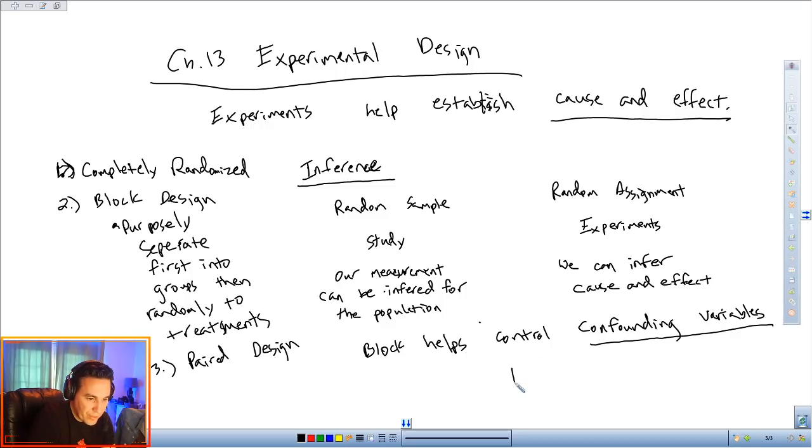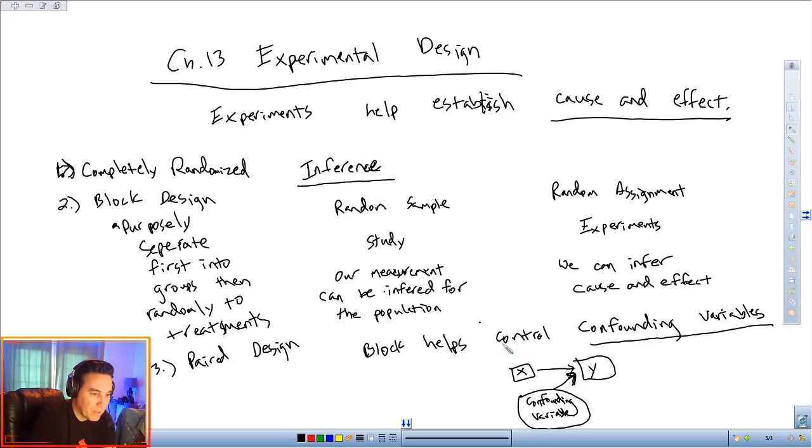Because you have your treatment, right? You have your X variable, and it affects the Y variable, okay? But a confounding variable is something out there, and if we don't think too hard about what it could be, there could be confounding variables, and those confounding variables also could affect the response. And it might not be the X, it might not be the one that we're controlling. It might be this confounding variable that's affecting the response.